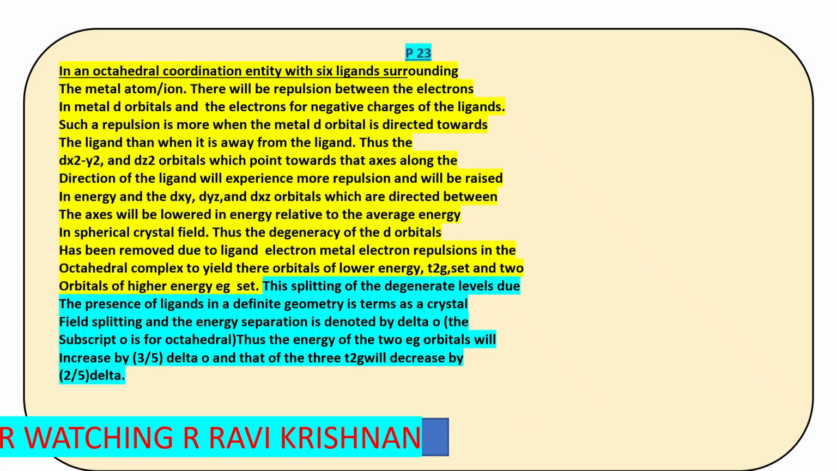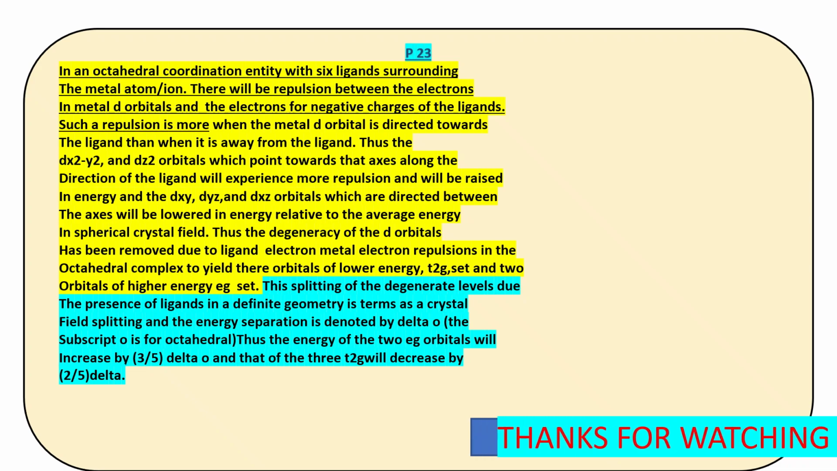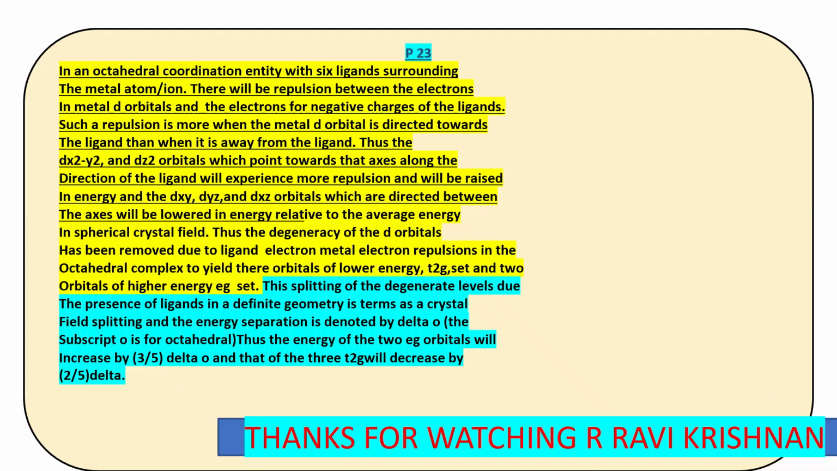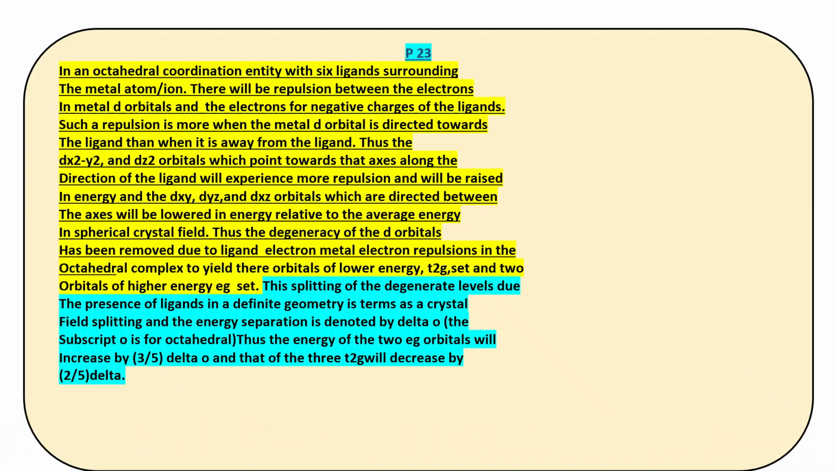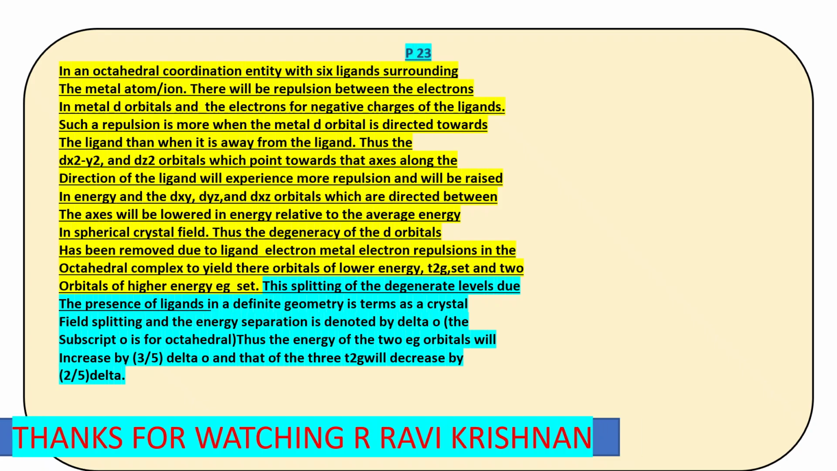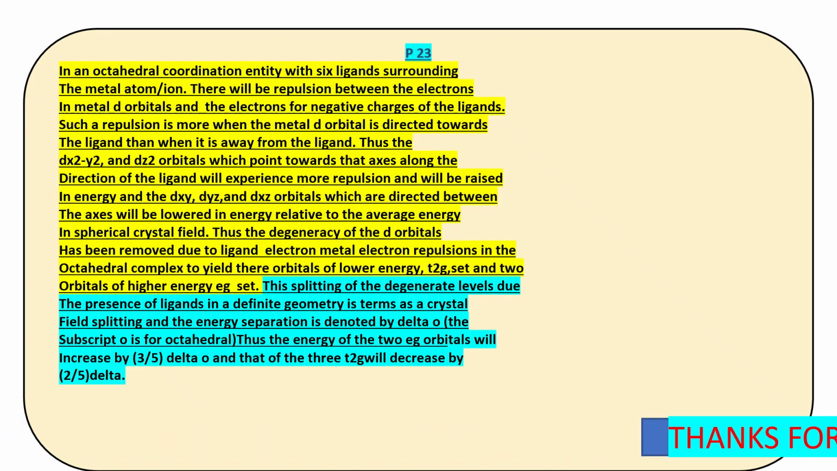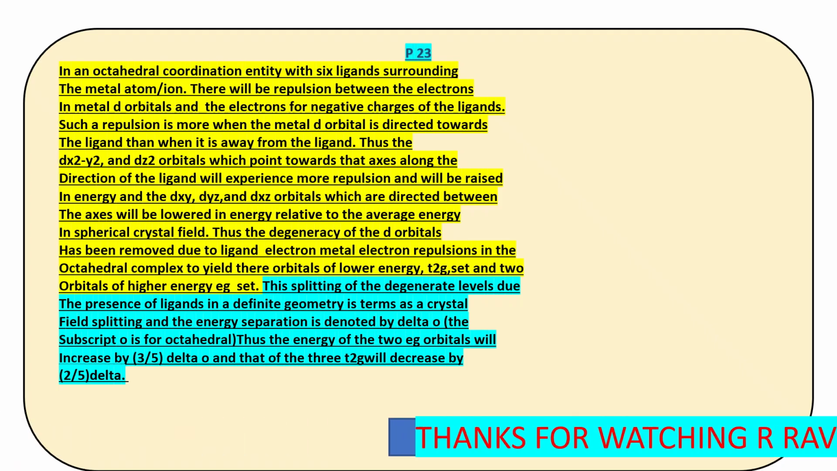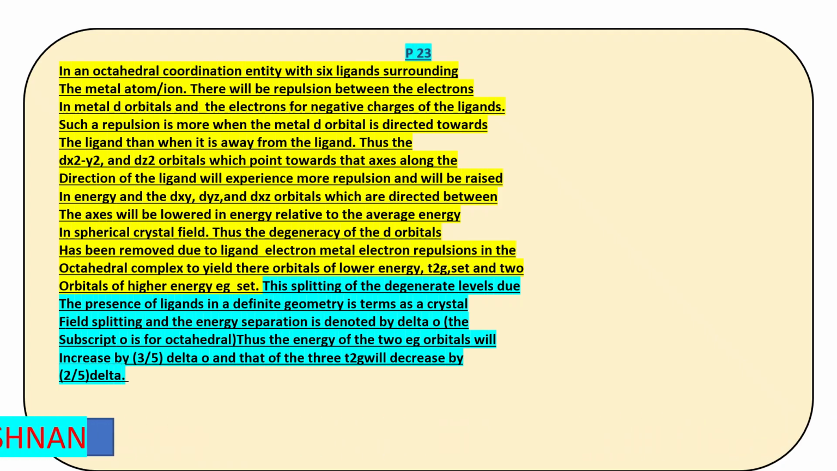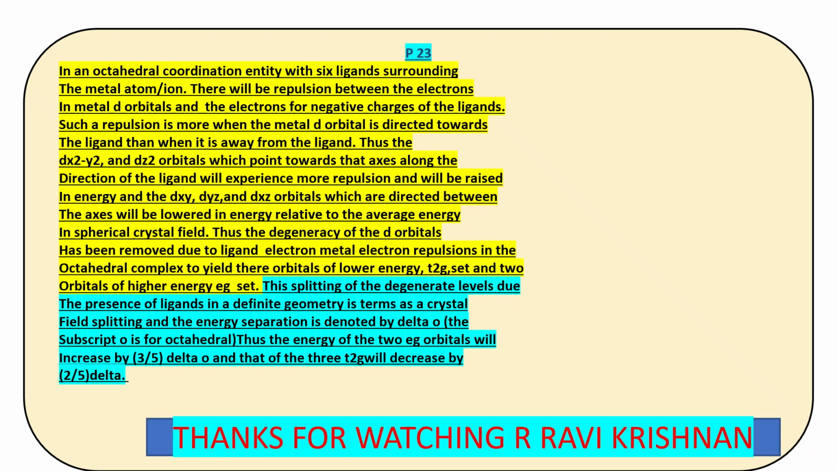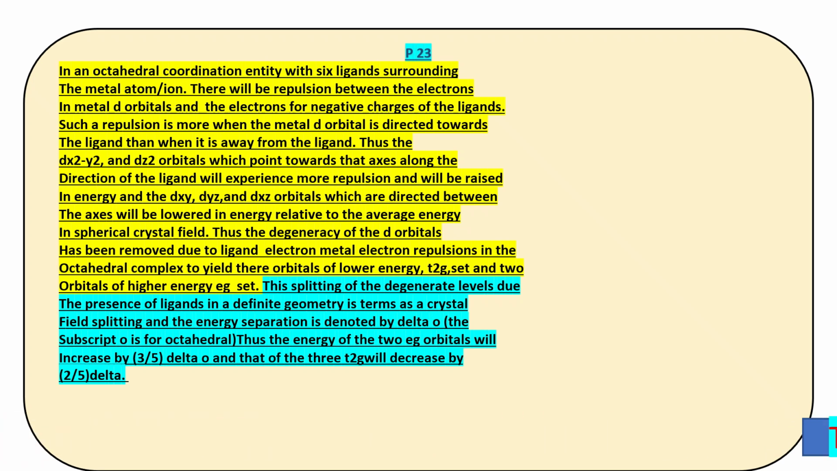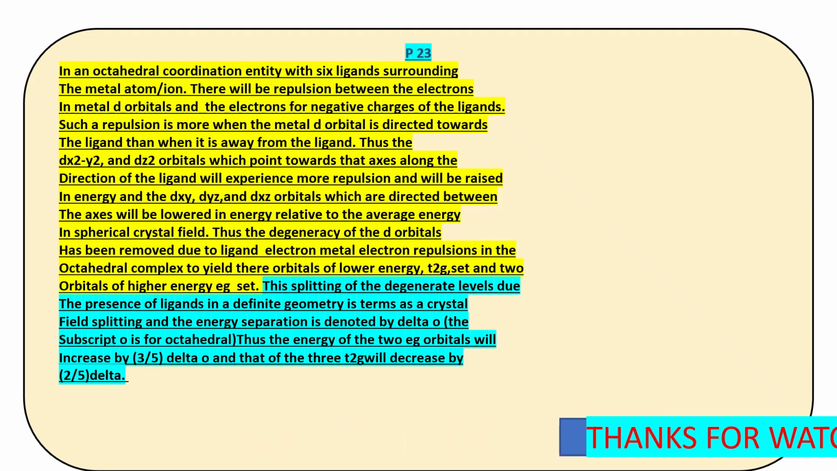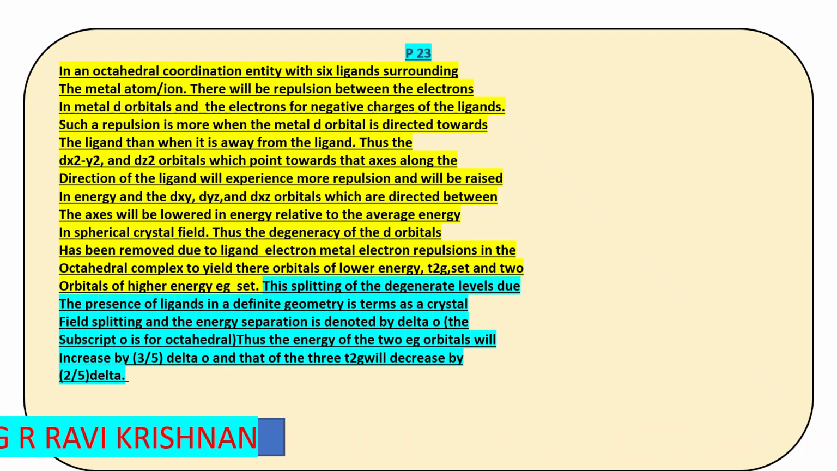In an octahedral coordination entity with six ligands surrounding the metal ion, there will be repulsions between the electrons in the metal d orbitals and the electrons of the negative charge of the ligands. Such repulsion is more when the metal d orbital is directed towards the ligand than when it is away from the ligand. Thus, the dx²-y² and dz² orbitals, which point towards the axes along the direction of the ligand, will experience more repulsion and will be raised in energy, and the dxy, dyz, dxz orbitals, which are directed between the axes, will be lowered in energy relative to the average energy in the spherical crystal field.